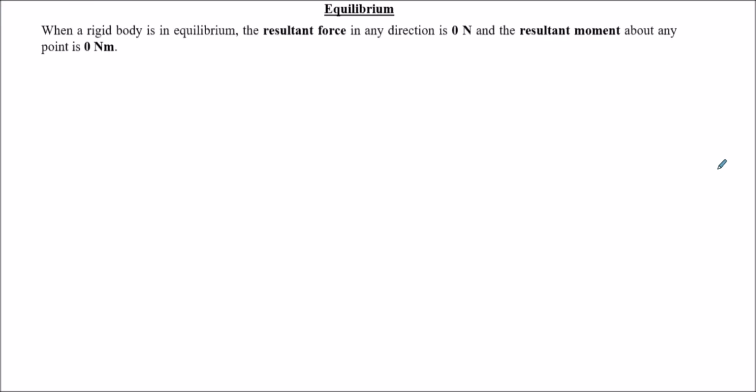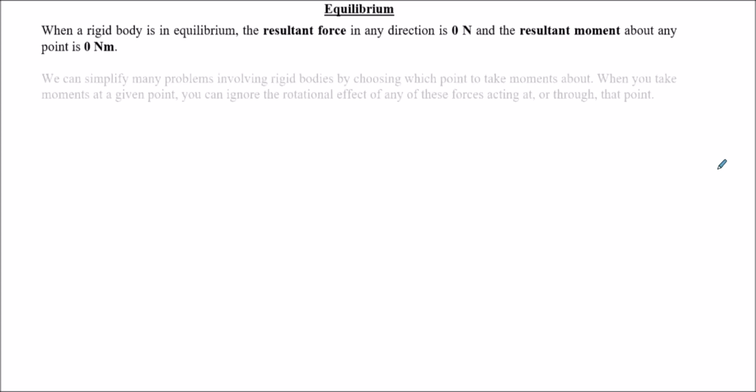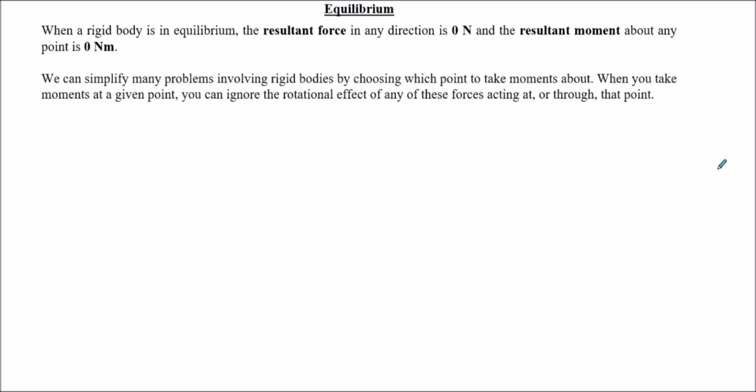It means that when a rigid body is in equilibrium, the resultant force in any direction is 0, and also the resultant moment about any point is 0 Newton meters too. So 0 resultant force and 0 moment. We can simplify many problems involving rigid bodies by choosing which point to take moments about. When you take moments at a given point, you can ignore the rotational effect of any of these forces acting at or through that point.